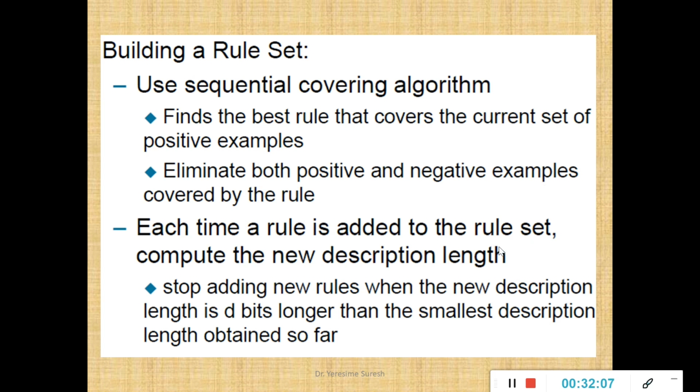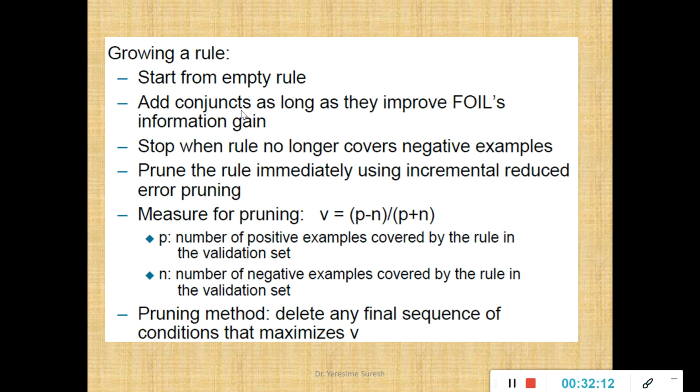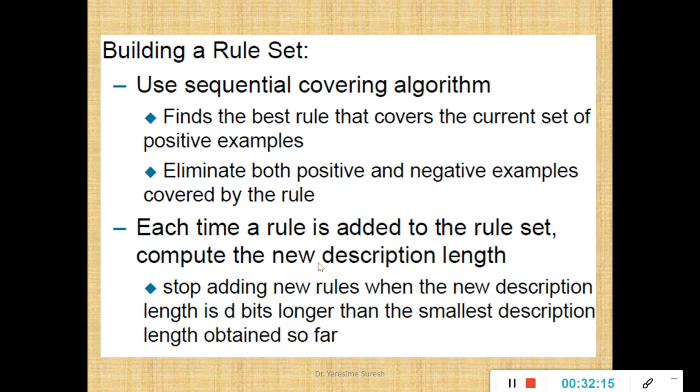Each time a rule is added to the rule set, compute the new description length. So what are you doing here? You are adding the conjuncts. How many conjuncts are you adding? You are supposed to compute it. That is what is called the description length. Description length is nothing but how many conjuncts are there in your antecedent. Stop adding new rules when the new description length is d bits longer than the smallest description length obtained so far. So initially you would have started with a length of 2, then you might have found 4, 5. When compared to the smallest description, it is very large. Then you can stop building the rule set.